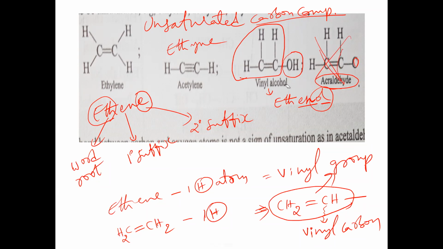So now take vinyl alcohol, acetylene, ethylene. In all these cases, what we have to understand is that between the carbons, if at least one pi bond is there, that compound should be taken as an unsaturated compound. So unsaturated compounds contain at least one pi bond between carbon atoms. Between oxygen and carbon, we should not take the double bond. Okay. Next.